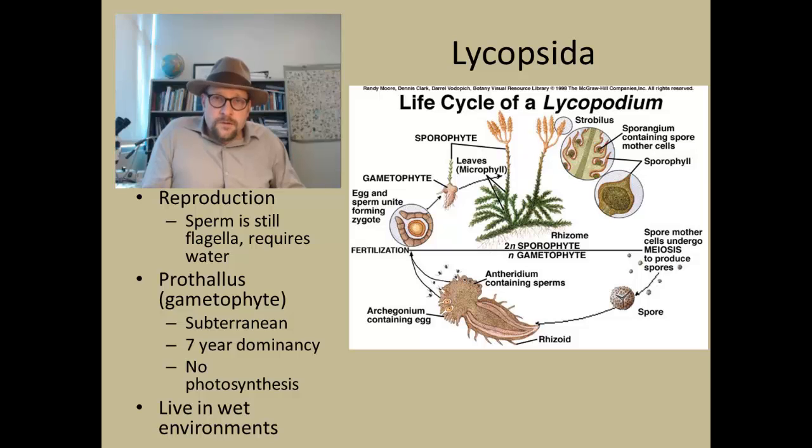It produces sperm and eggs, and whenever it gets really wet and the soil is really damp, the sperm get released and can swim with their flagellated little tails and find an egg. And then from that fertilized egg, the zygote, you get the sporophyte generation.